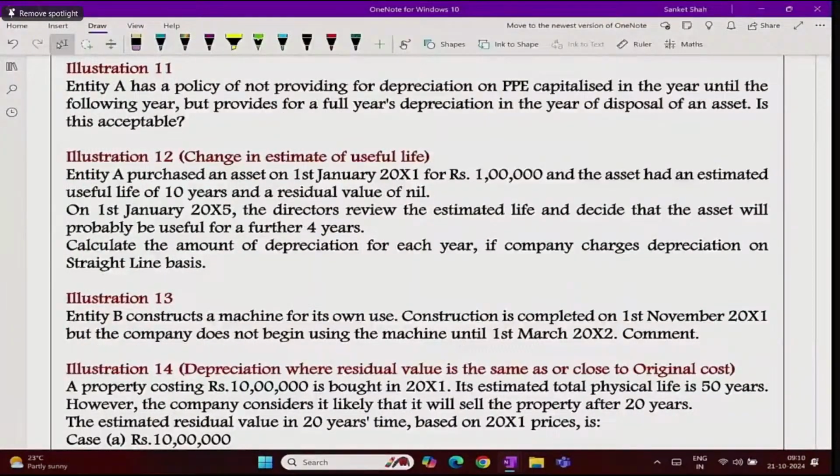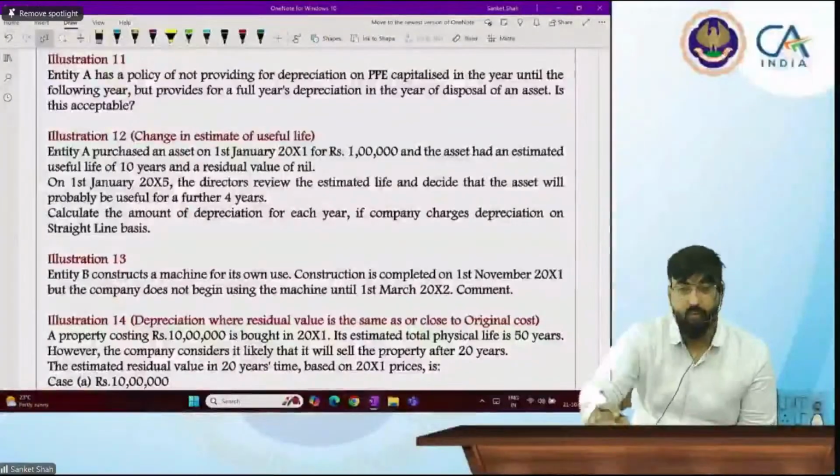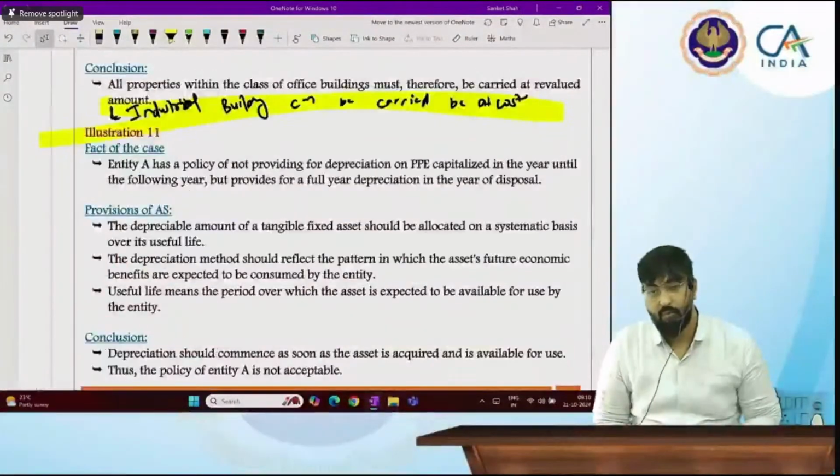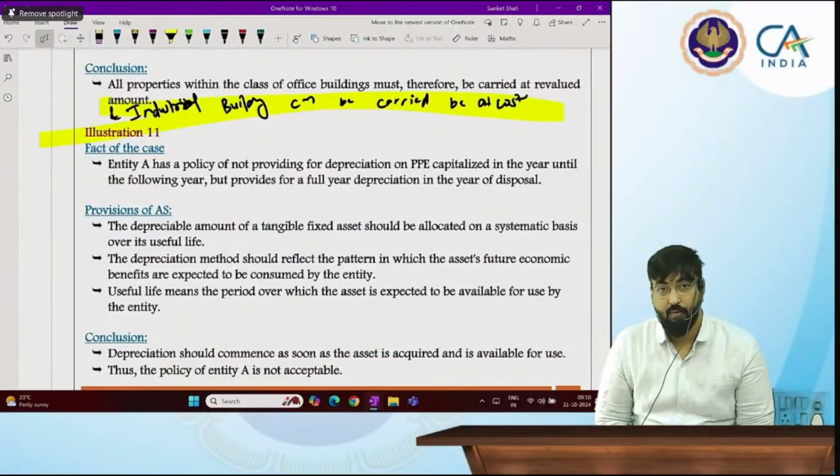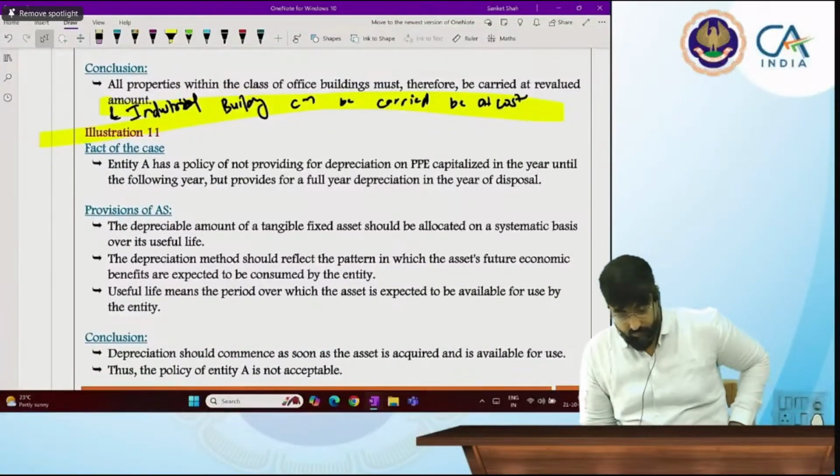Read the question. Entity A has a policy of not providing for depreciation on a PPE capitalized in the year until the following year, but provides for the full year depreciation in the year of disposal of the asset. Is it acceptable? No, sir. This is not acceptable. Depreciation should be charged in the same year in which it arises. Yes, it is not acceptable.